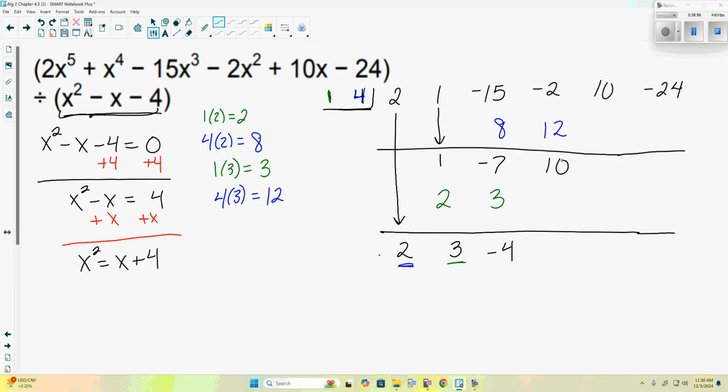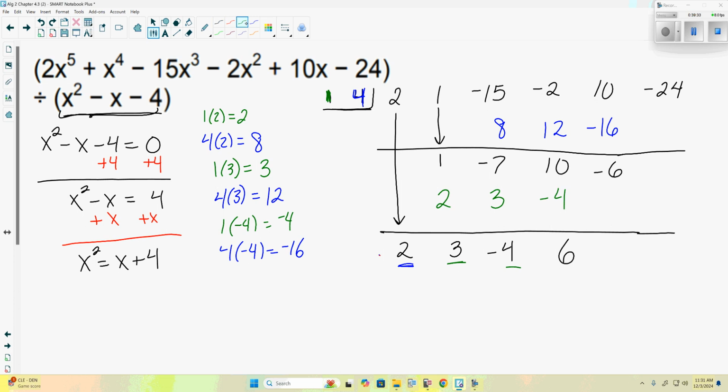We multiply again. So now we're going to be multiplying our 1 by our negative 4, which is, well, negative 4. And then we'll have our 4 times negative 4. We're always multiplying by that very bottom number. Negative 16. 10 plus negative 4 is 6. 10 plus negative 16 is negative 6.